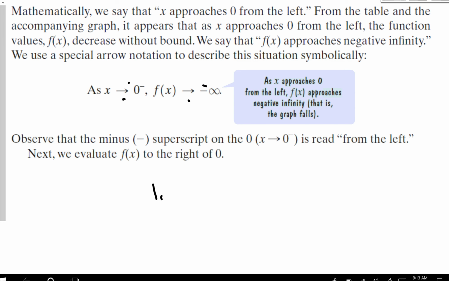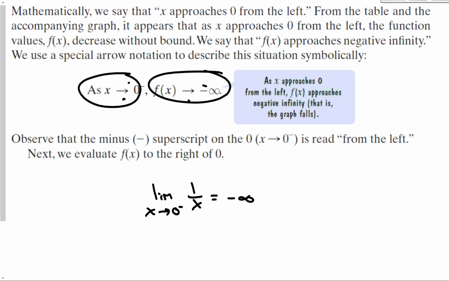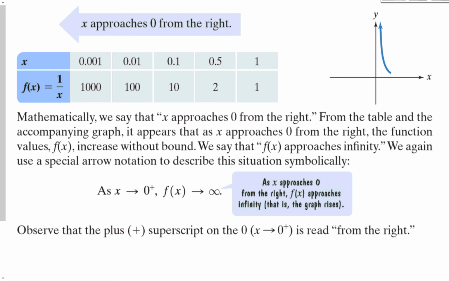So we can say the limit as x approaches 0 from the left of my function, 1 over x, is equal to negative infinity. Basically, all limit notation does is combine this arrow notation and put it together into one thing. This is a little better. Let's look at the other way.